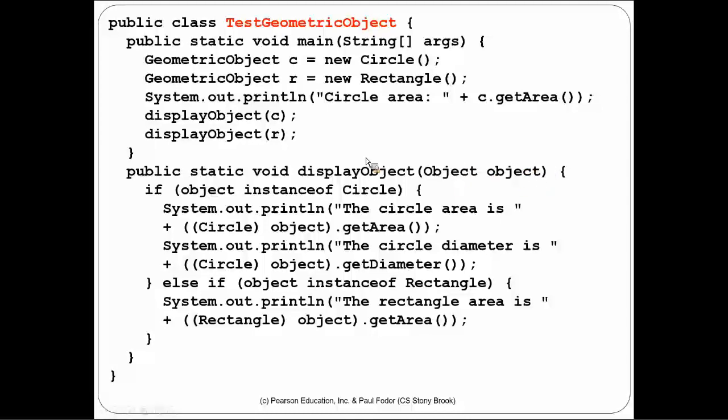So we get an object in the method displayObject, and we check if it's an instance of a circle. If it is, then we print the area of the circle and the diameter of the circle. If it's not, then we check if it's an instance of a rectangle, and again print the area of the rectangle. Now, before we are able to print the area, either of the rectangle or of the circle, we need to cast that object. In the case of circle to a circle, in the case of rectangle to a rectangle.